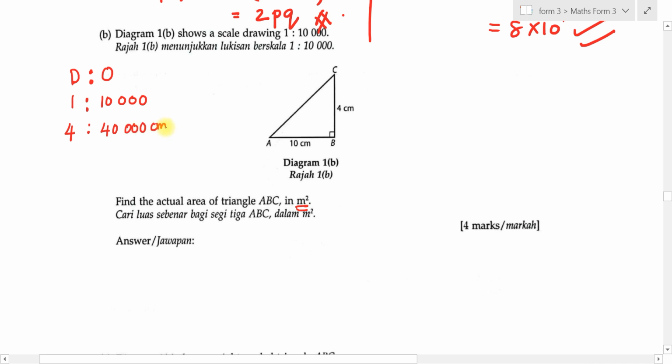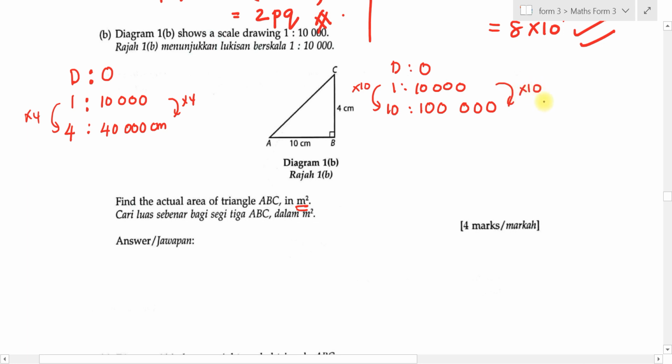So if it is 4 centimeter, it should be 40,000 centimeter in the object. Very simple, right? Times 4. Same thing here, 1 to 10,000. If it's 10 centimeter, you put 10 and then all the way the 4 zeros. 1, 2, 3, 4. So we times 10 here.